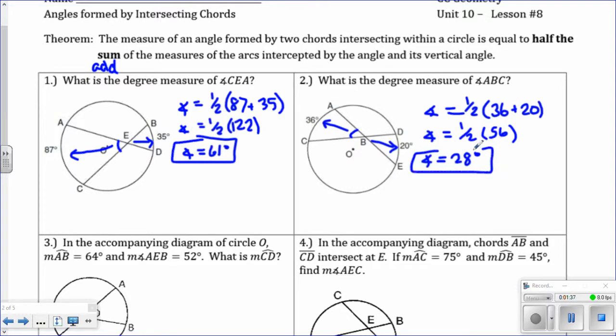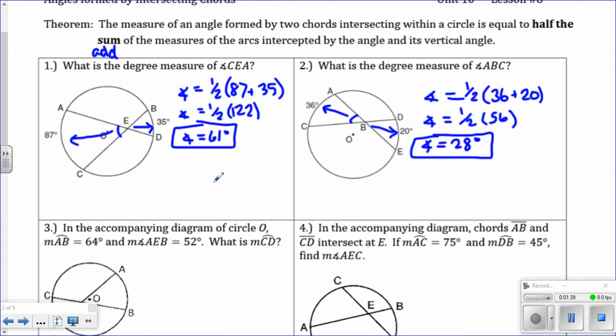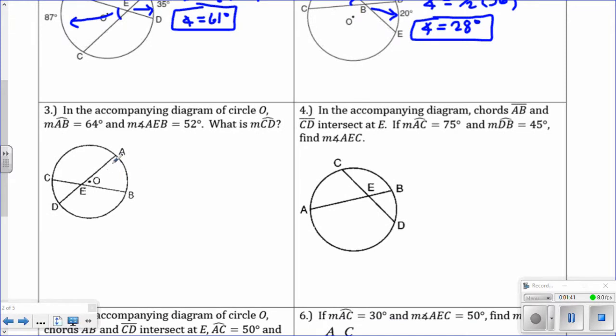Number 3 is going to be a backwards problem. What's going to end up happening here is we have the arc AB is 64 degrees and angle AEB is 52. You can see that we have that interior angle. What is the measure of arc CD? Well, I don't know that arc, so I'm going to write it as an X.